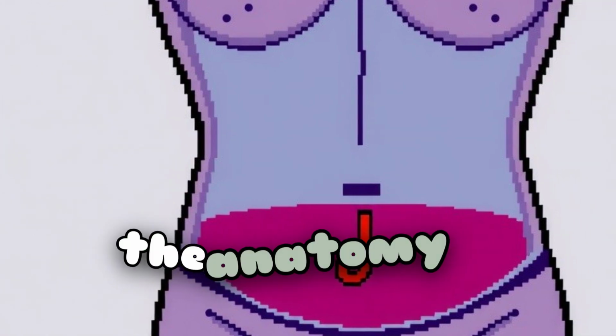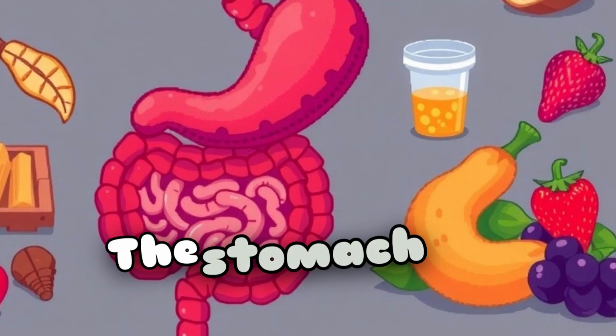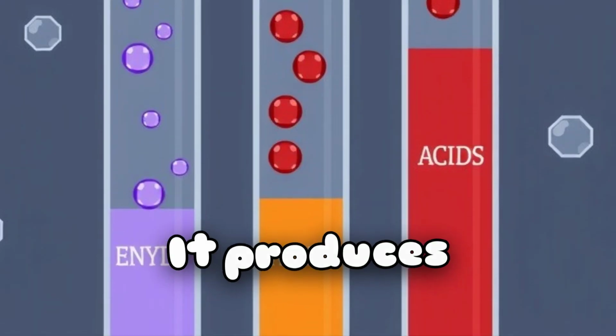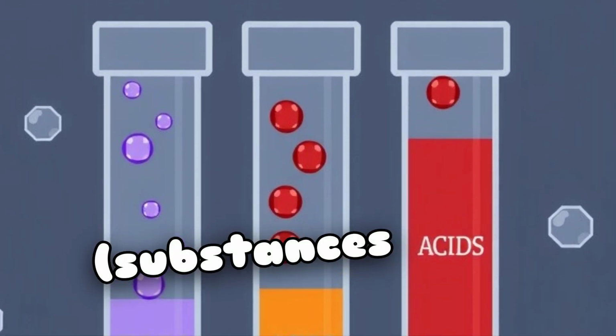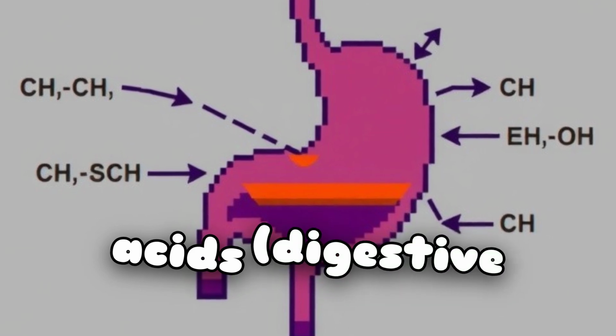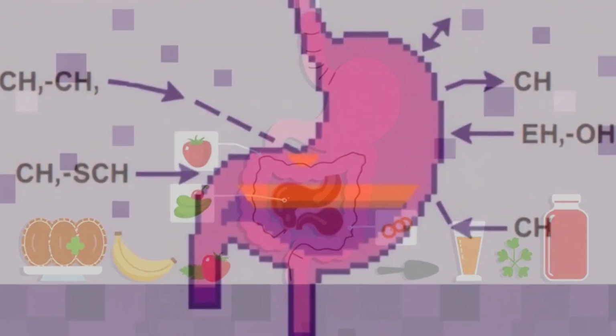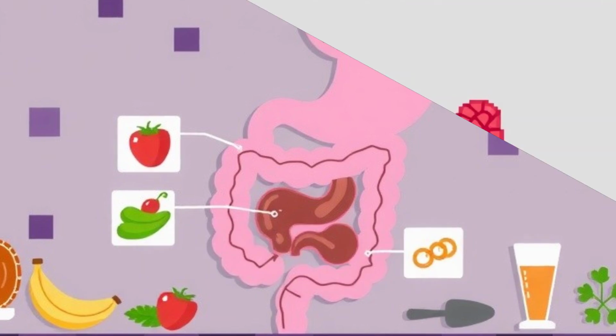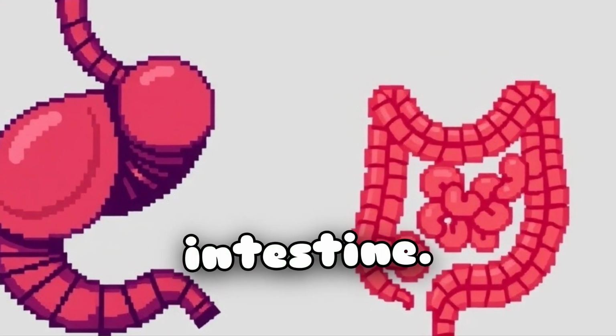Let's talk about the anatomy of the stomach. The stomach is a J-shaped organ that digests food. It produces enzymes, substances that create chemical reactions, and acids, digestive juices. A mix of enzymes and digestive juices breaks down food so it can pass to your small intestine.